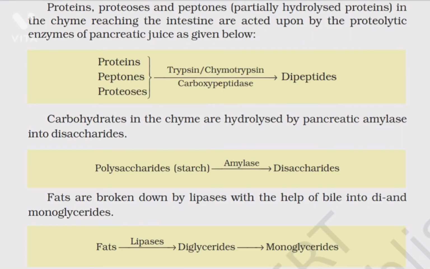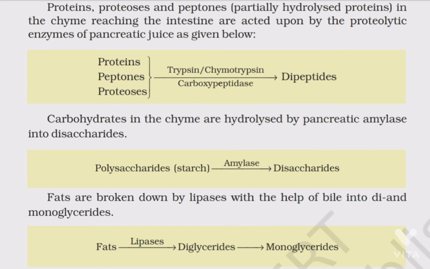Proteins, proteoses, and peptones, partially hydrolyzed proteins in the chyme reaching the intestine, are acted upon by the proteolytic enzymes of pancreatic juice as given below. Proteins, peptones, and proteoses are converted into dipeptides by trypsin, chymotrypsin, or carboxypeptidase.